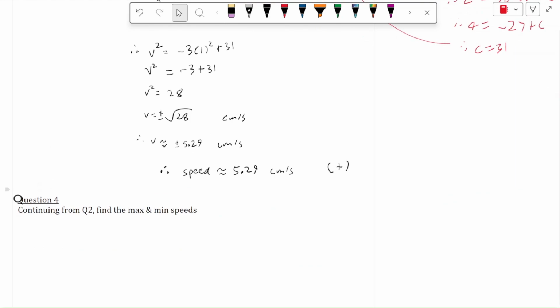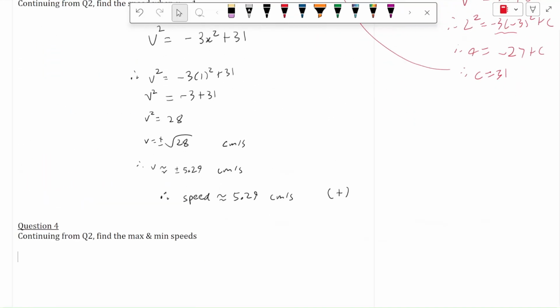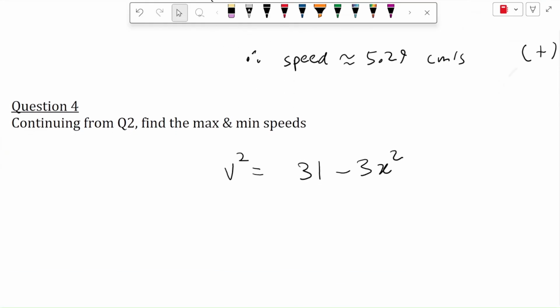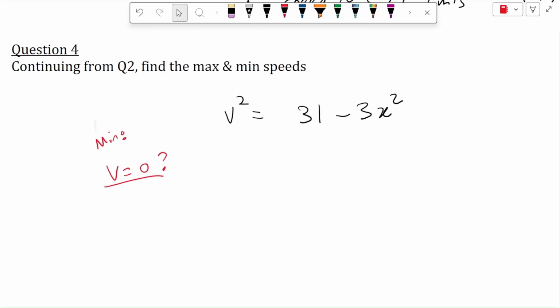Okay, continuing from question 2, find the maximum and minimum speeds. So this is a bit of a tricky one, but we can do it. v squared is, and I'll just rewrite it as 31 take 3x squared. Now, really importantly, v squared is always positive and x squared is always positive. So we can never get negatives, but can we get velocity equals 0? Because that would really be the minimum if we can make that happen. And the answer is yes.